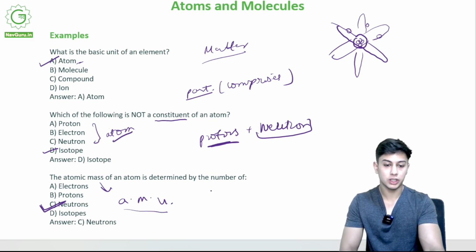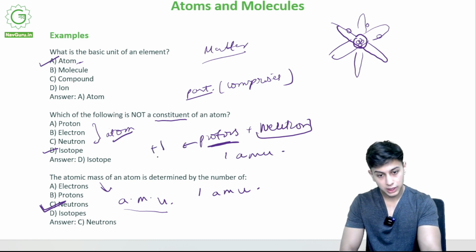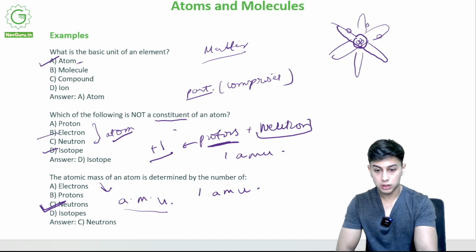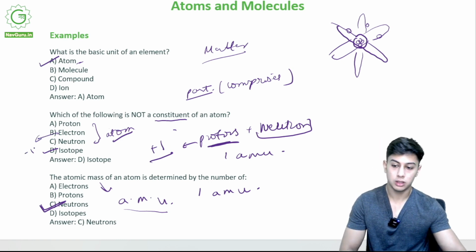What was the mass of one neutron? 1 AMU. One proton? 1 AMU. What was the charge on a proton? Positive charge, +1. What was the charge on an electron? Electron was -1. Alright.